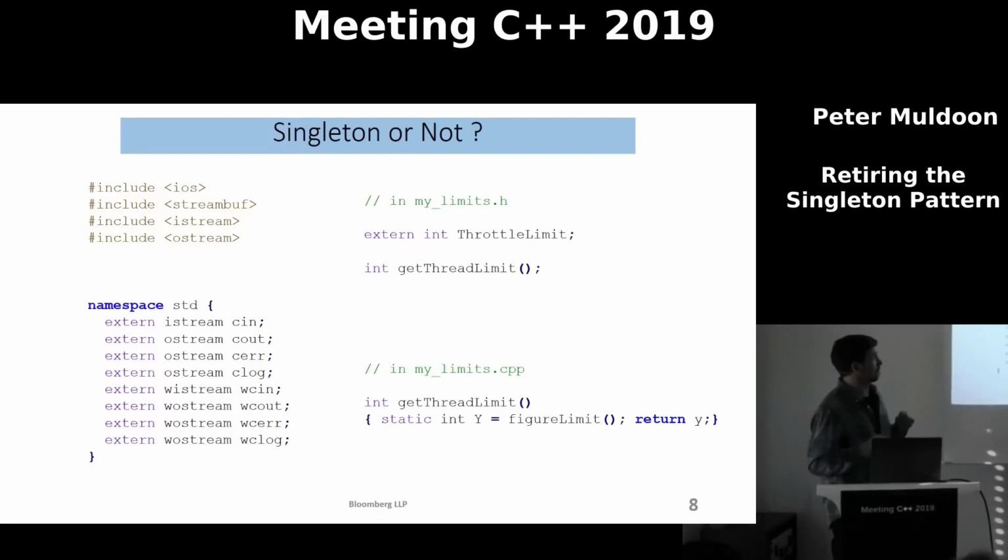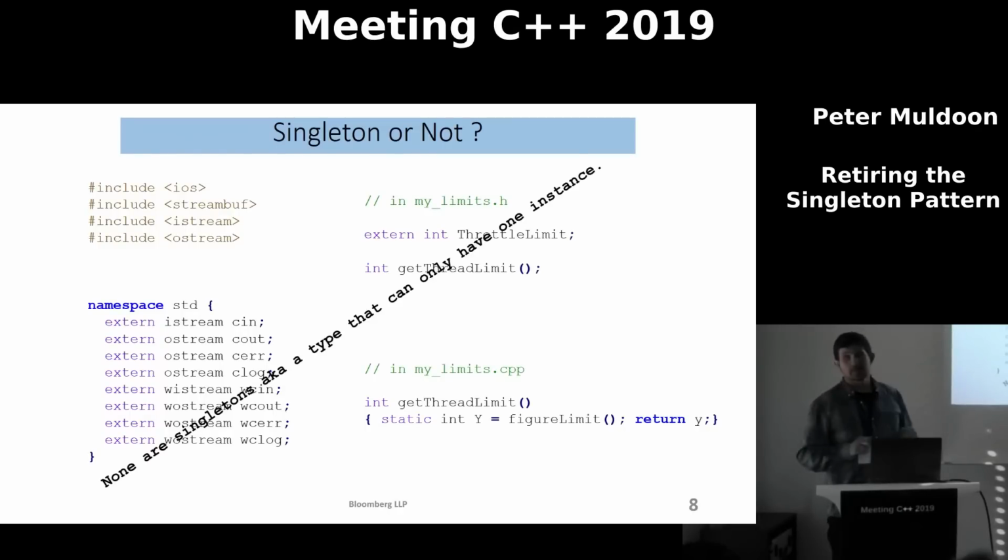And then I have another function called getThreadLimit. Somehow I want to limit the number of threads I spawn. And I take that at the very beginning, the first time it's called, I set it and I never change it. Is getThreadLimit returning me a singleton? Anyone think yes? All right, not many hands, but I don't know how many would say no. So none of these are singletons, right?